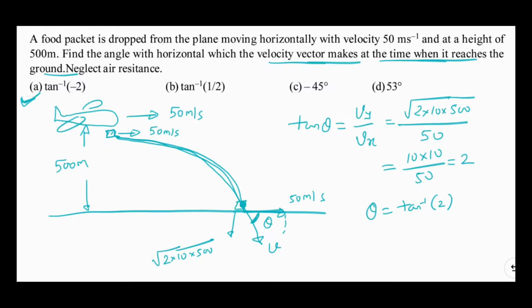But in option A, it is given with the minus sign because the particle is moving downward. Its motion is in the downward direction. That's why the angle is given with a negative sign. So, the correct answer is A. Thank you.